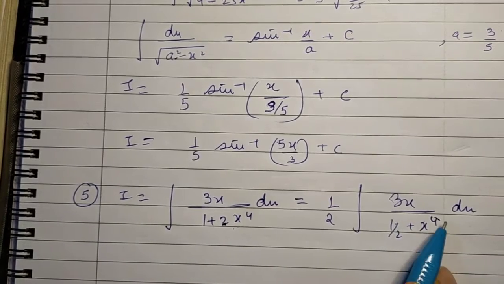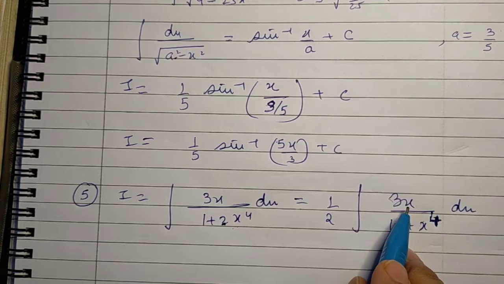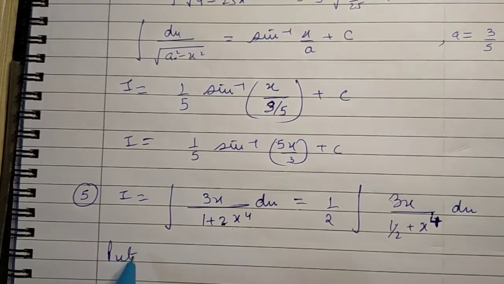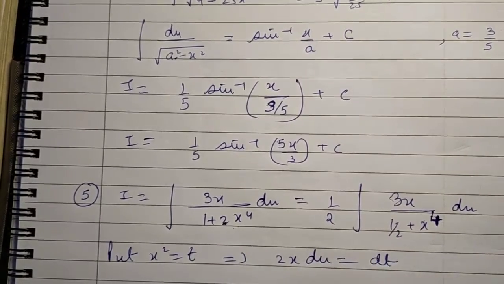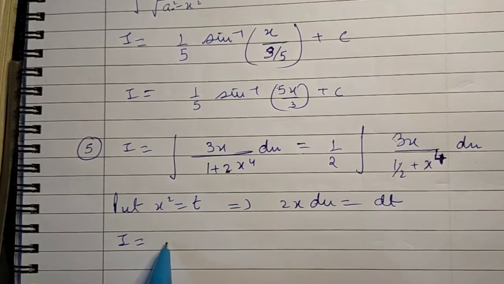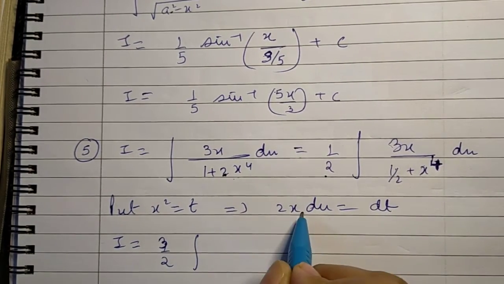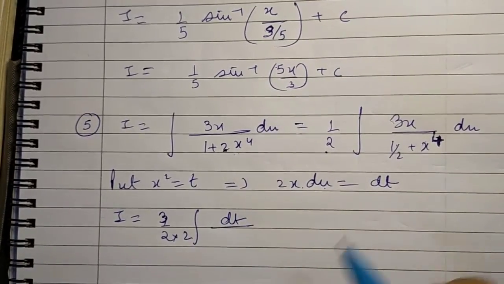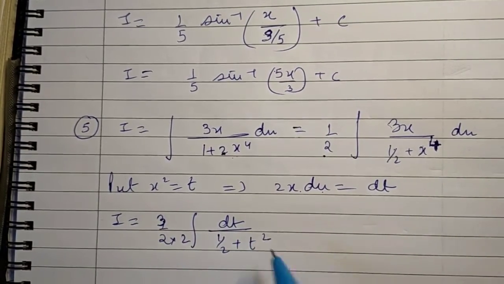Then we observe that here we have to the power 4, whereas in the numerator we have only x. X comes in the derivative of x square. So what we'll do is we will put x square as t. This gives us 2x dx is dt. Now substituting back we get I is equal to, now 1 upon 2 is as it is there, 3 is as it is there. Now in place of x dx we will write dt upon 2 whole upon, now in place of half we have as it is, and this becomes t square.